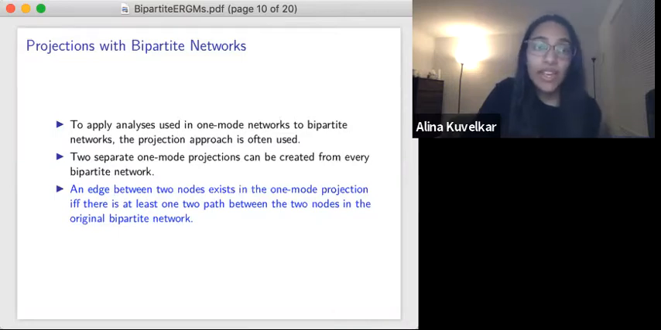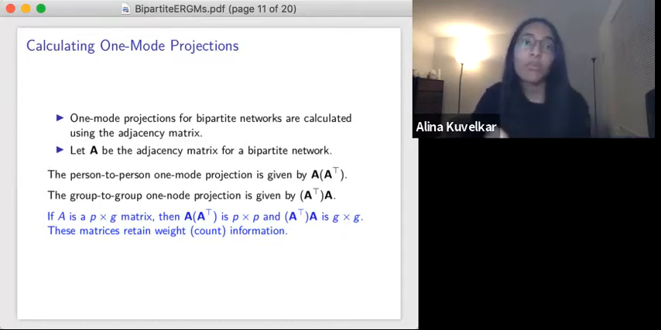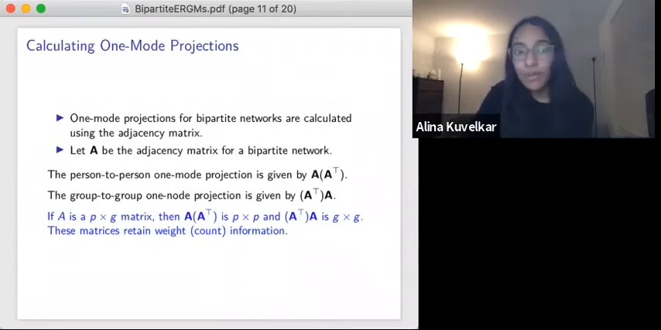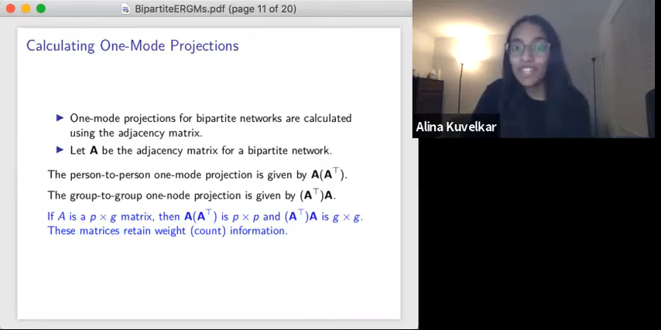We can calculate these one-mode projections using the adjacency matrix for the bipartite network. If we let A be our adjacency matrix with dimensions P by G, where P is the number of people and G is the number of groups, then the calculations are as follows. The person-to-person one-mode projection is given by A times A transpose, which is a P by P matrix, and the group-to-group one-mode projection is given by A transpose times A, which is a G by G matrix.